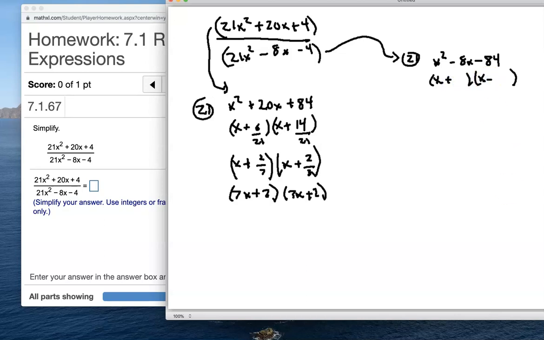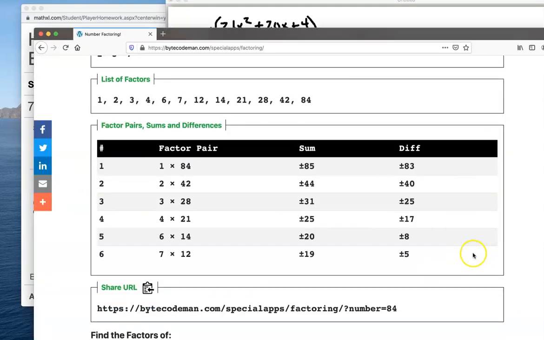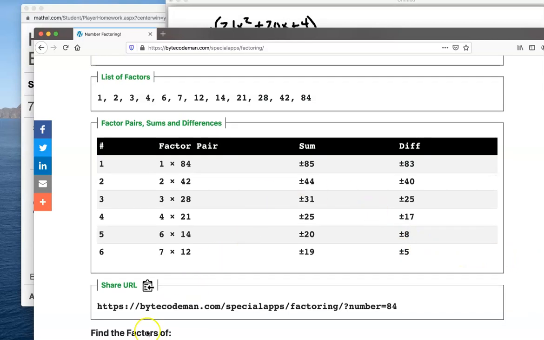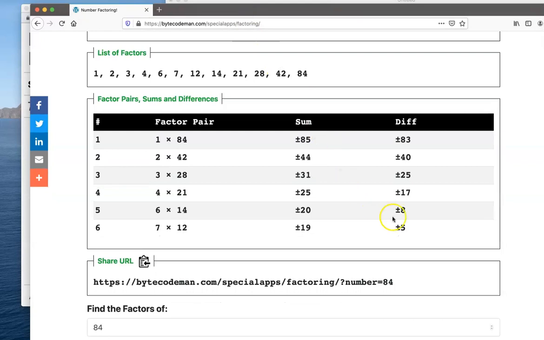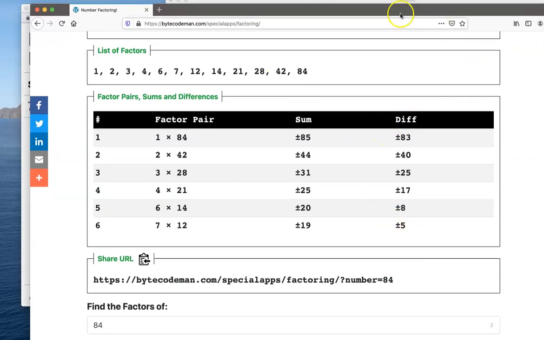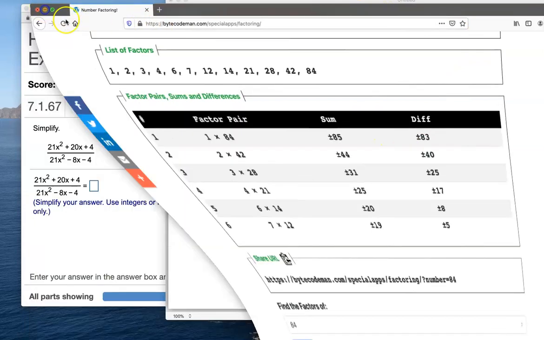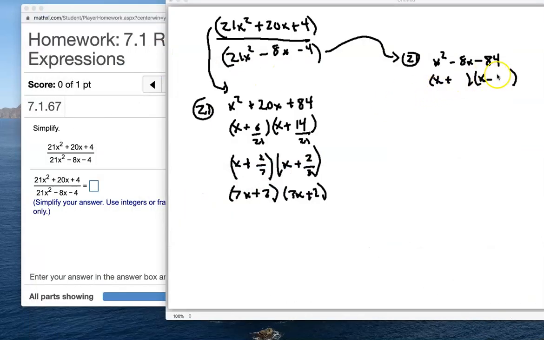Let's go to that website. Punch in 84. And do you see 8? I see 8 over here. The same numbers, 6 and 14. So if I put 14 over here and 6 over here, I will get negative 8 in the middle.